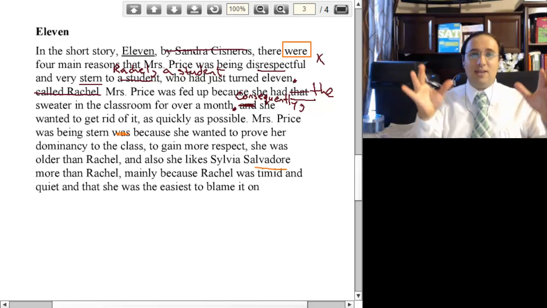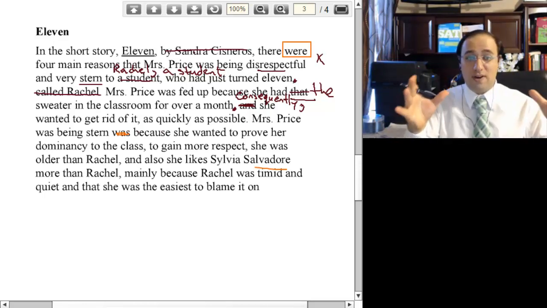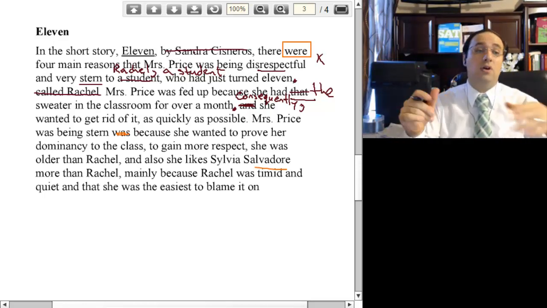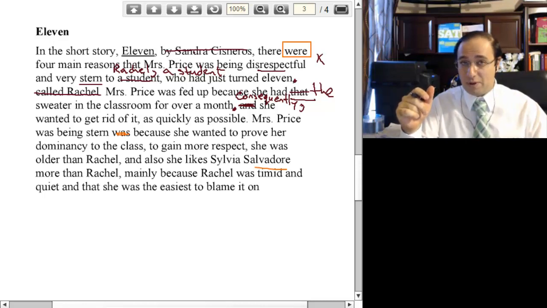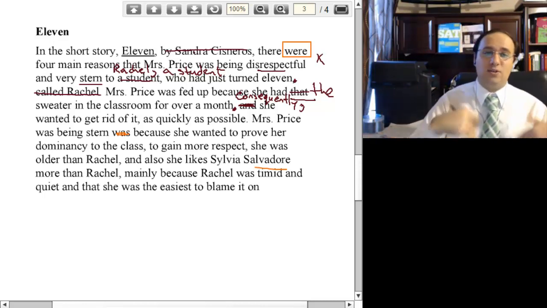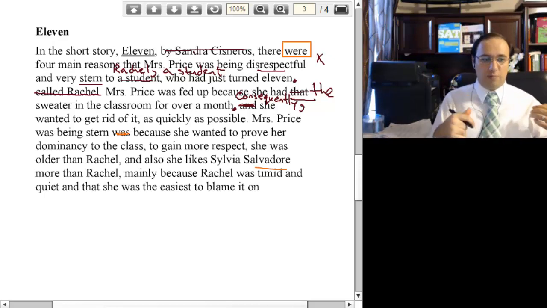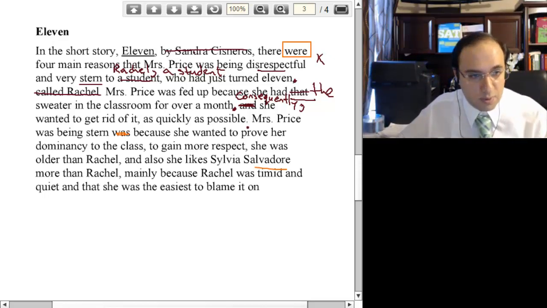So the first sentence is saying that she was fed up with the sweater because it had been there for over a month. Then your second sentence says, as a result, consequently, because she was fed up, she wanted to get rid of it as quickly as possible.